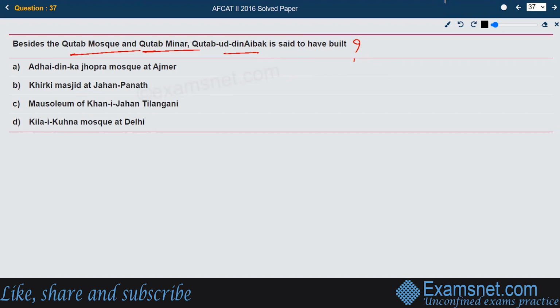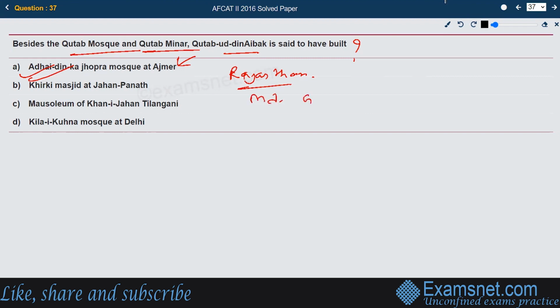The right answer is Adhai Din Ka Jhopda Mosque at Ajmer. This is a famous mosque in the Ajmer city of Rajasthan, India. It was commissioned by Qutubuddin Aibak, as it is believed, on the orders of Muhammad Ghori.